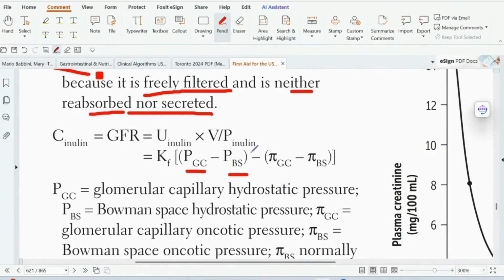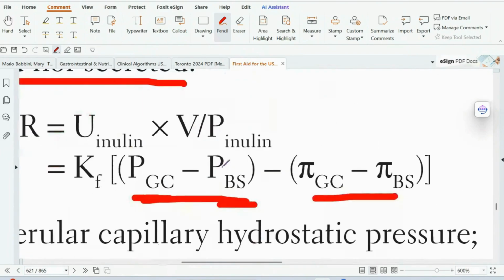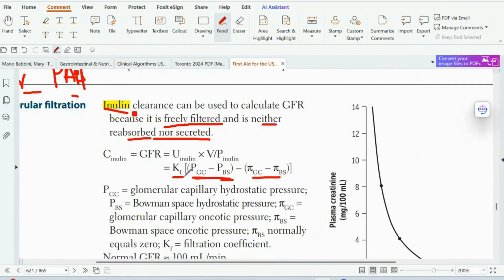You see this, the negative. Take the gradient of this, take the gradient of this, and then you subtract them, and you get net pressure pushing outward. Now, the pressure isn't enough. You have to multiply it with some constant, the filtration coefficient. They will usually give this to you if they want you to calculate it. But that's about it.